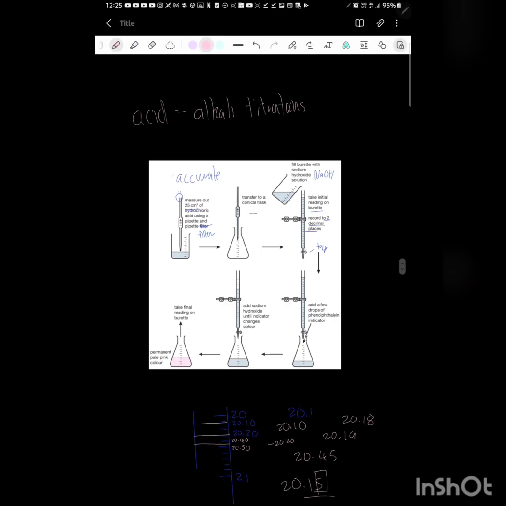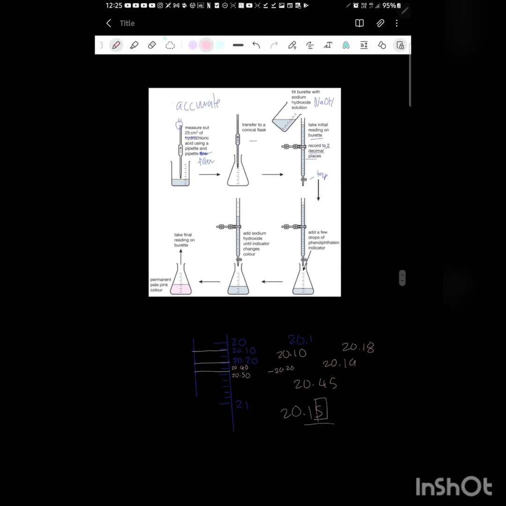Because, yeah, it looks a lot more like 20.19, right? But that's just not what we do. We always do it to the nearest 0.05, sorry. So that's what they mean by 2 decimal places. Anyway, so after that, let's change back to a color you can actually see, which is blue.